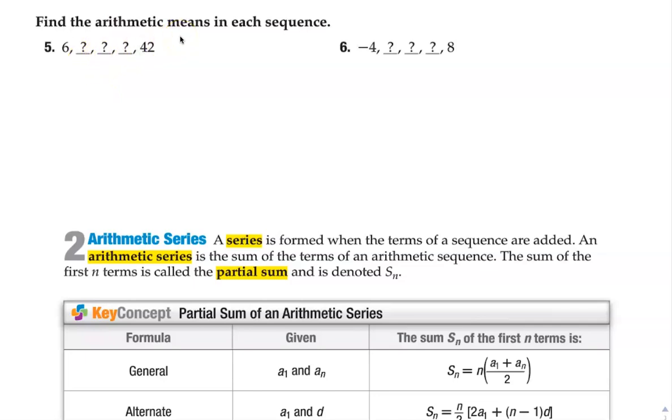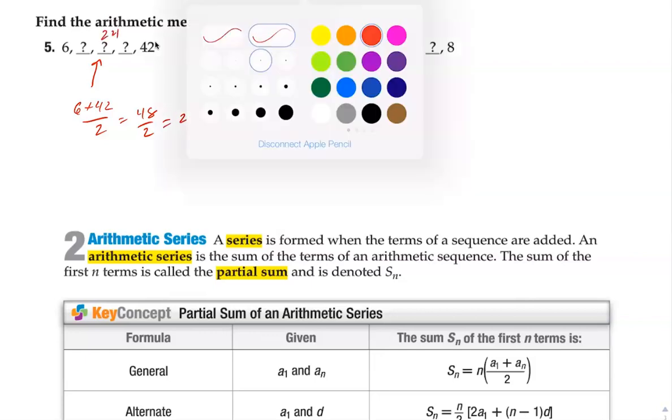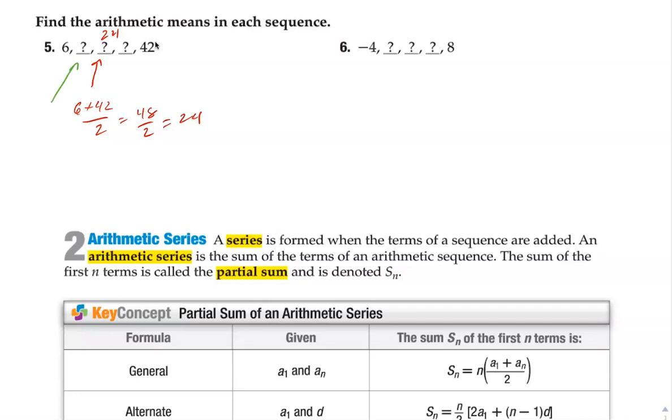Well, what we're going to do is start with the middle one. If you want to find that number, well, it's the middle of these two. It's the arithmetic mean of these two numbers. So we're going to add those two numbers up and divide by 2. So I get 48 divided by 2, which is 24. So that number is 24. Now if you want to find this one right there, well, that's the arithmetic mean of these two numbers. So do the same thing. Add them up and divide by 2.